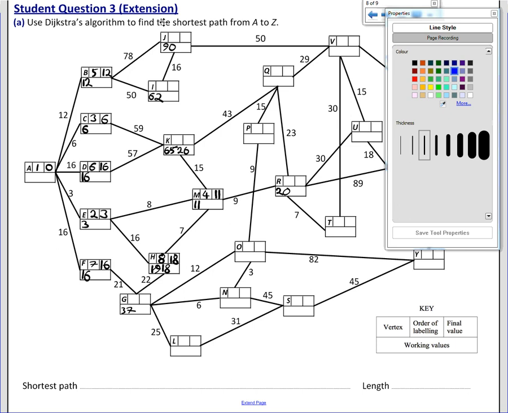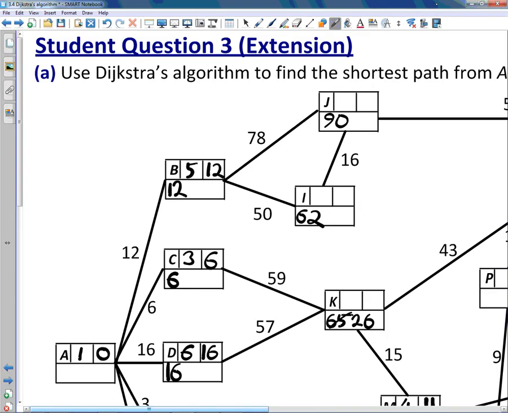Right, so K is 26, but we can beat that. We've got R as 20 out there, so that's going to be the next one. That will be the ninth one to be added. So let's add in R now.